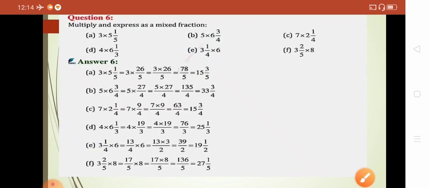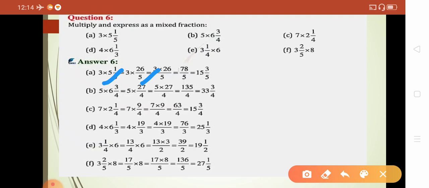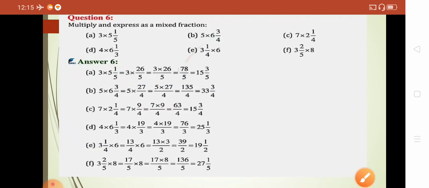Next is 5 multiplied by 6 and 3 by 4. First of all we have to convert this 6 and 3 by 4 into an improper fraction. So we convert it to 27 by 4, then we multiply 27 by 5 and get 135 by 4, and the answer is 33 and 3 by 4. In this way we will solve this. Try to solve the left out parts.